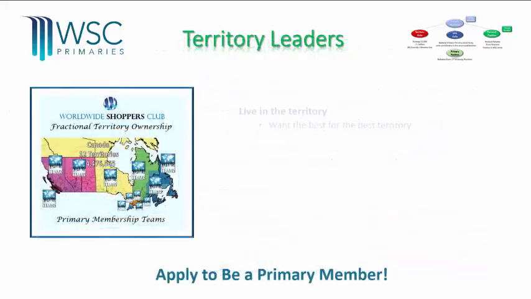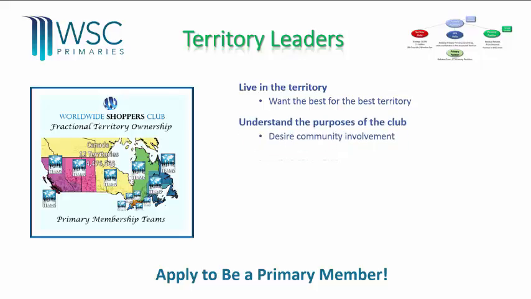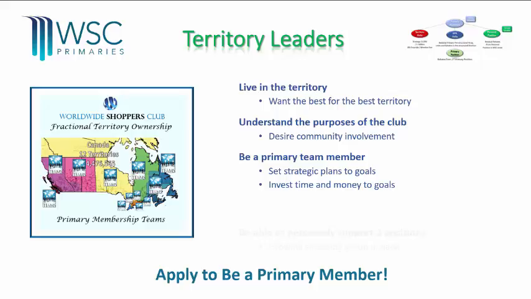To continue with the analogy, if we want our asset managed properly, we want our primary members to become territory leaders. In order to accomplish that, we want them to live in the territory. They should understand the purpose of the club and have a desire for community involvement. They need to be a team player, be willing to set strategic plans, invest some time and the money to make that happen. And they must be skilled enough to be able to personally support 2 positions. And really, when you think about this, it's a $25 membership fee that once you have 3, it's free.